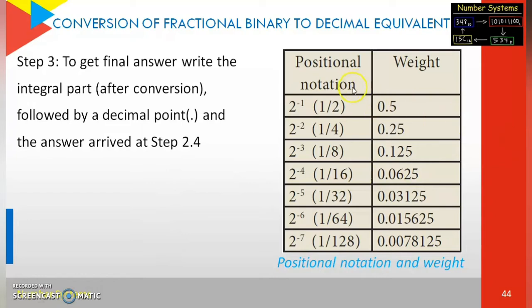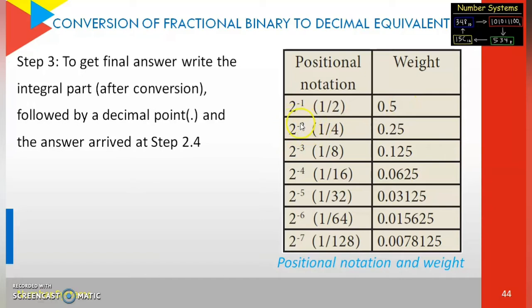So the positional notations and their weights are given here. 2 power minus 1: what is the value? How can we write 2 power minus 1? 2 power minus 1 can be written as 1 by 2. What is the value of 1 by 2? 0.5. And then 2 power minus 2: how can we write this one?